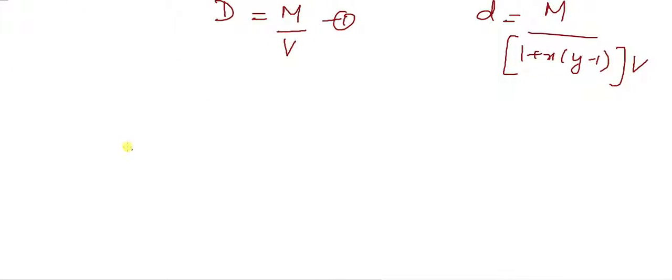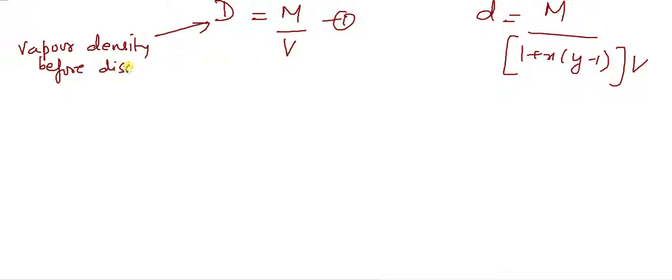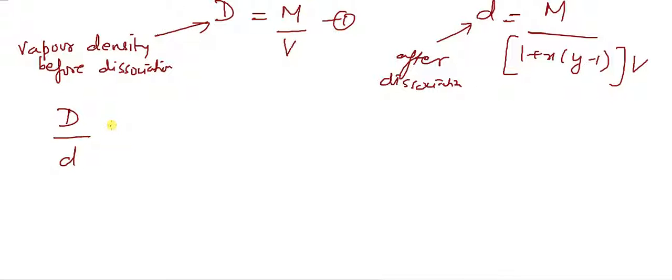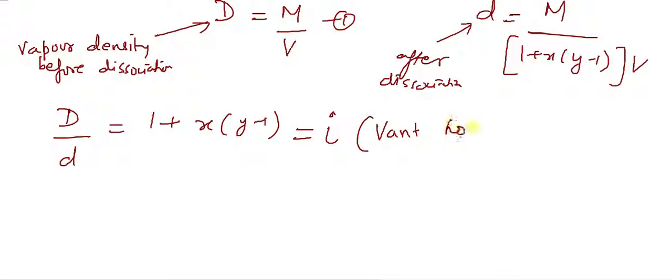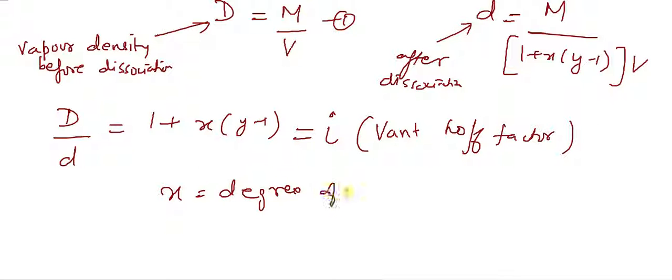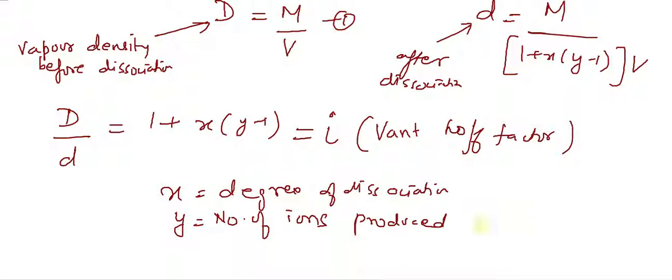So we have the vapor density before dissociation, and this is the vapor density after dissociation. We will have the relation by dividing both of them. You'll get 1 plus x into y minus 1. That's the final relation, which is equal to i, the Van 't Hoff factor i. And what is x here? x is your degree of dissociation. And what is y here? y is your number of ions produced in the products, how many ions are produced in the reaction.